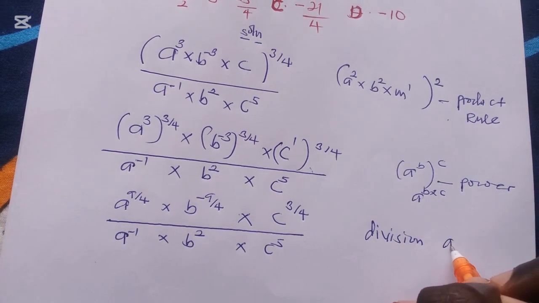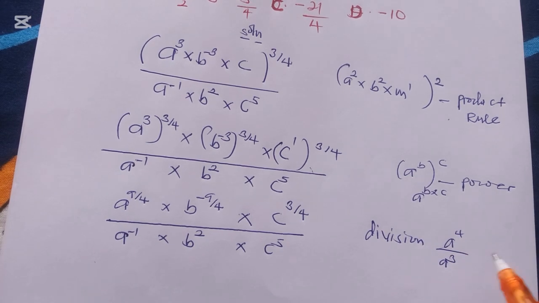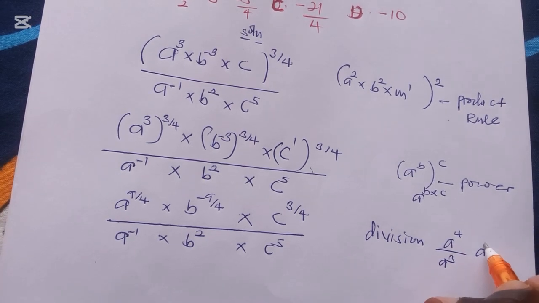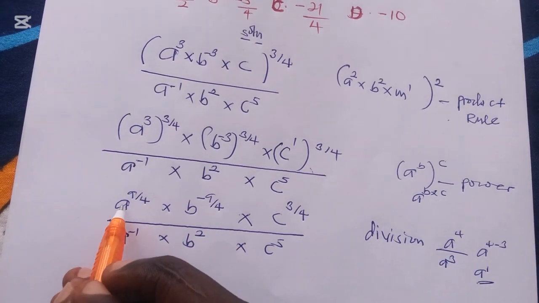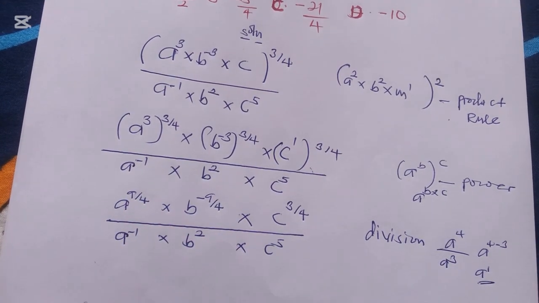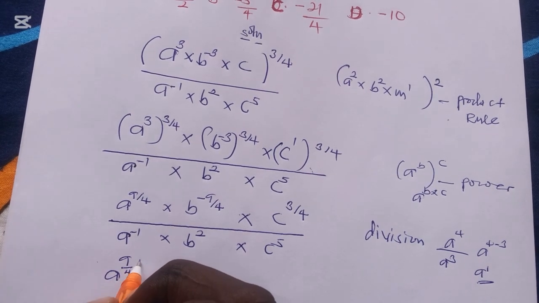Wherein if you have a^4 divided by a^3, then if they are the same base, you take one base, then you subtract 4 minus 3, which will result in a^1. Okay, the same thing applies here. We have this and this with the same base. Then what are we to do? We take one base of them, then we subtract their powers. That is 9 divided by 4 plus 1.